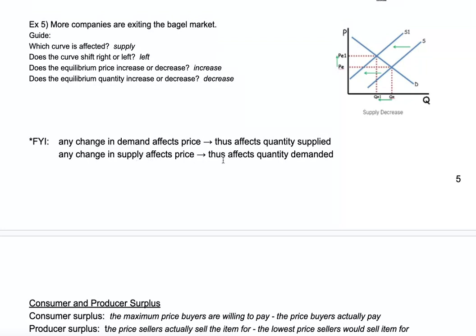Anything that changes supply will affect quantity demanded. I mean, that's how you move that. That's how you get those to move. It's not just the price, but what affects the price? Well, the shift in the other graph.